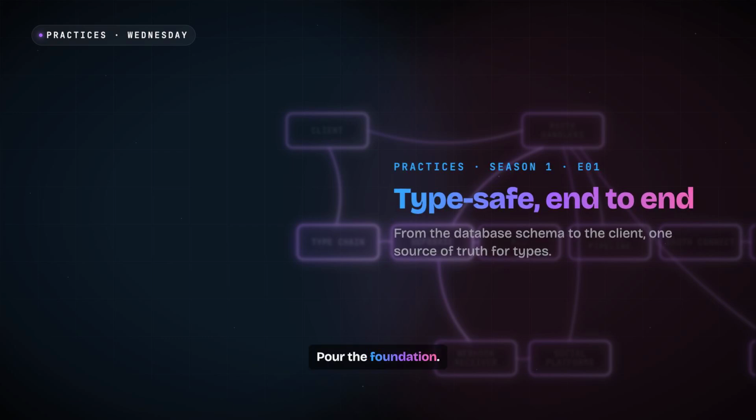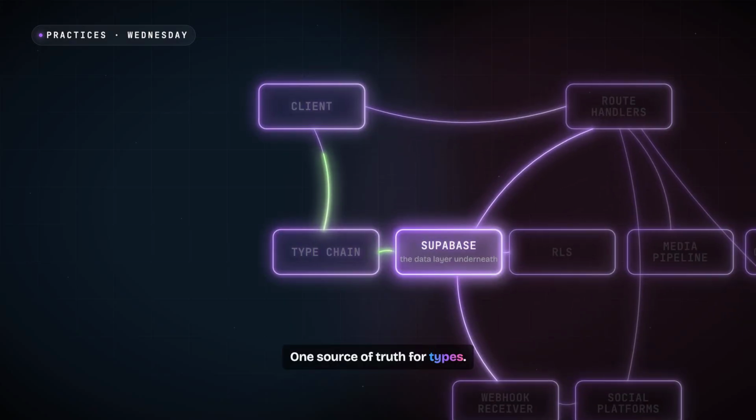Last week, we drew the whole machine: 10 boxes, one social posting system. This week, we pour the foundation, the data layer, and the one move that makes everything built on top of it trustworthy. Here's the promise up front. I rename one column in the database, and every place in the code that still uses the old name lights up red, instantly, before it ever ships. One source of truth from the schema all the way to the client. Let me show you how it's wired.